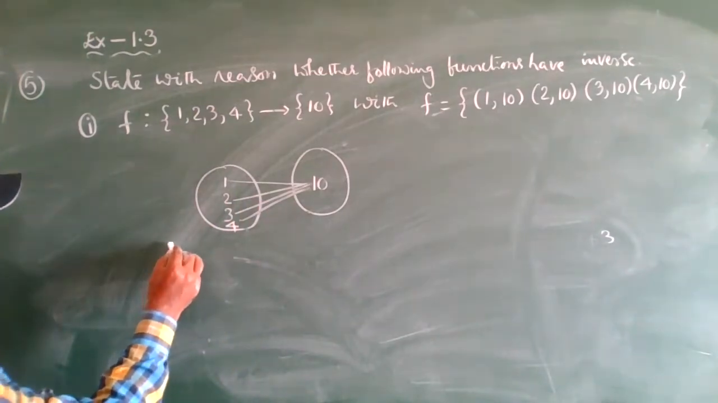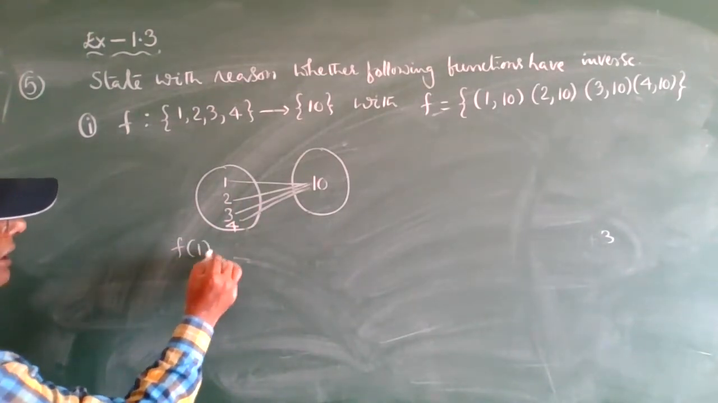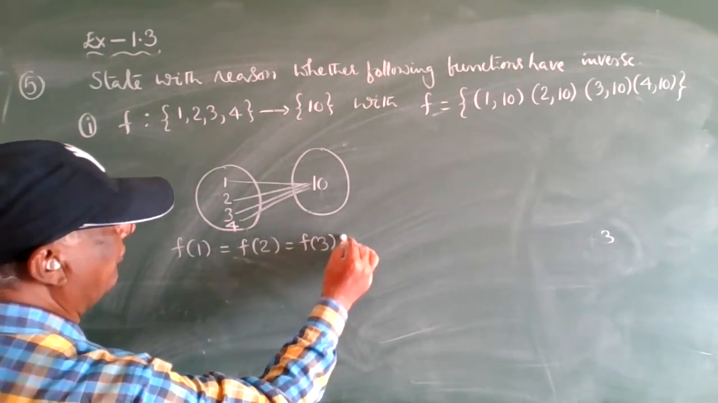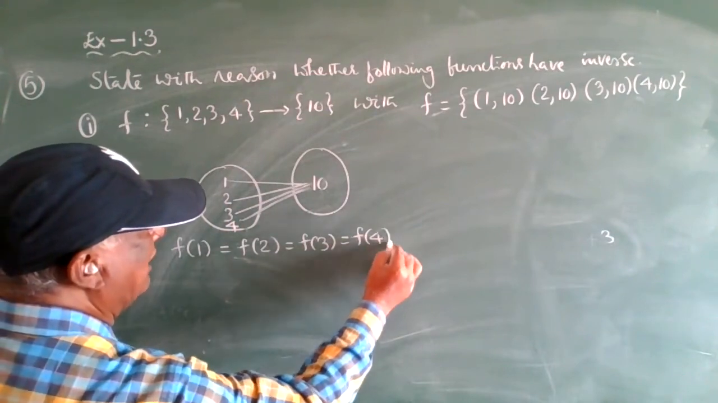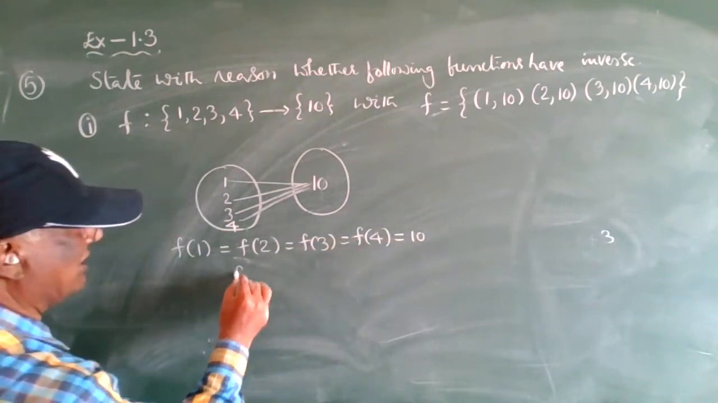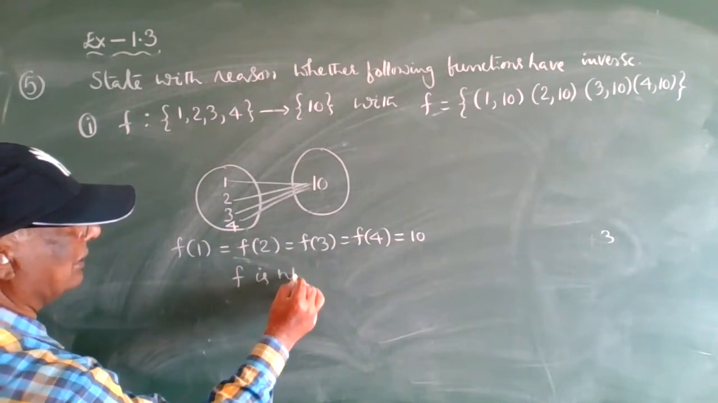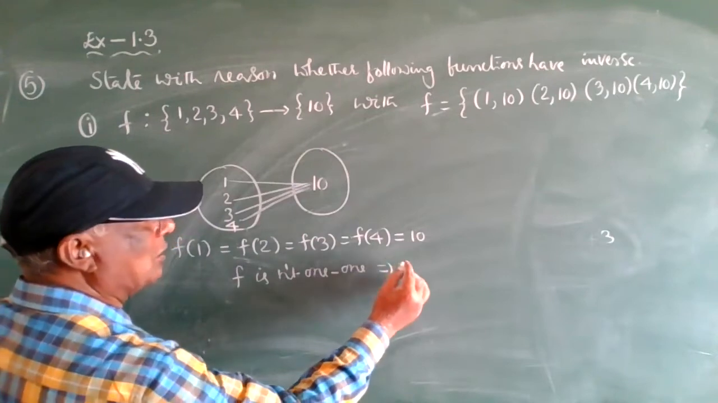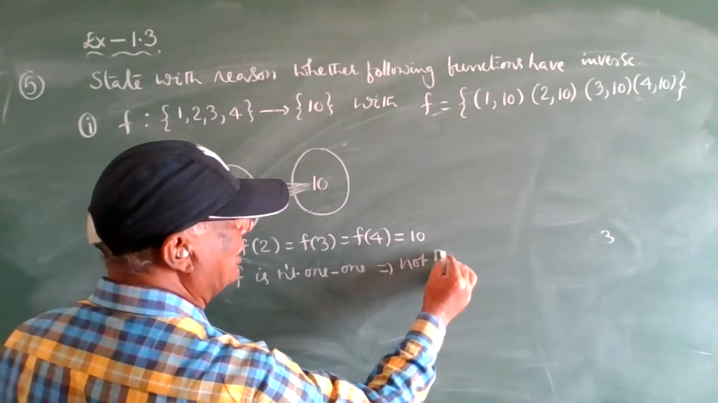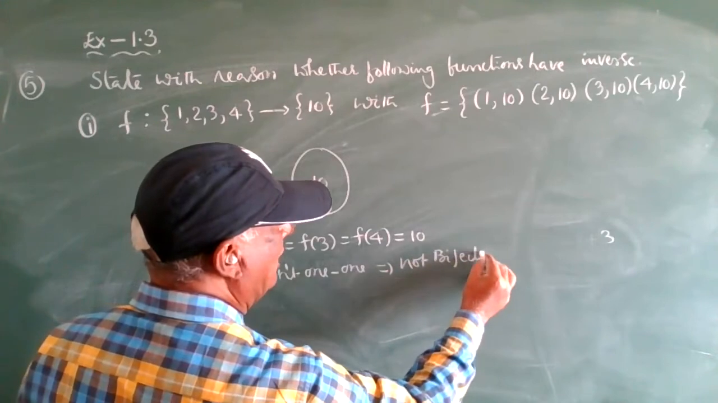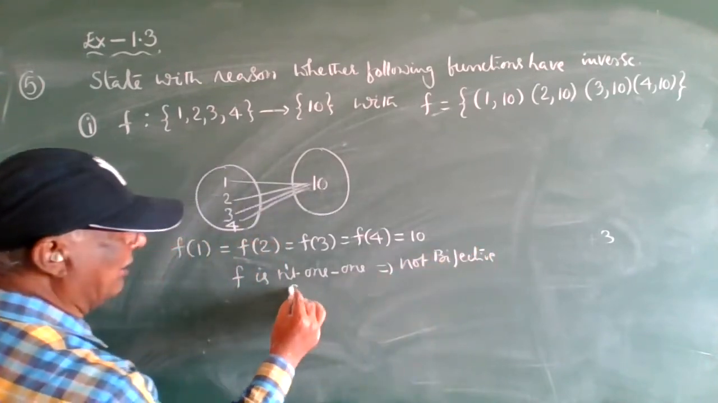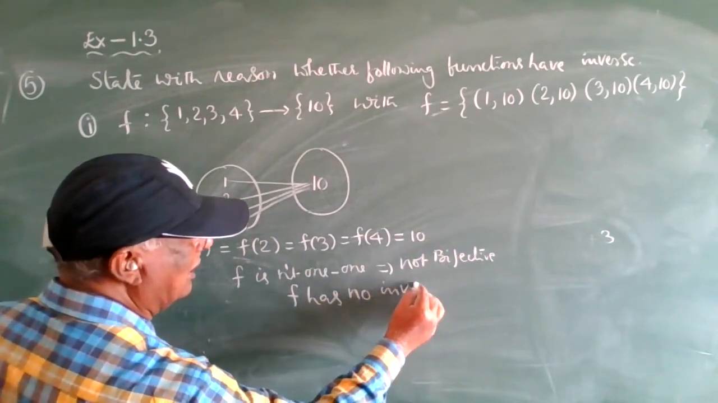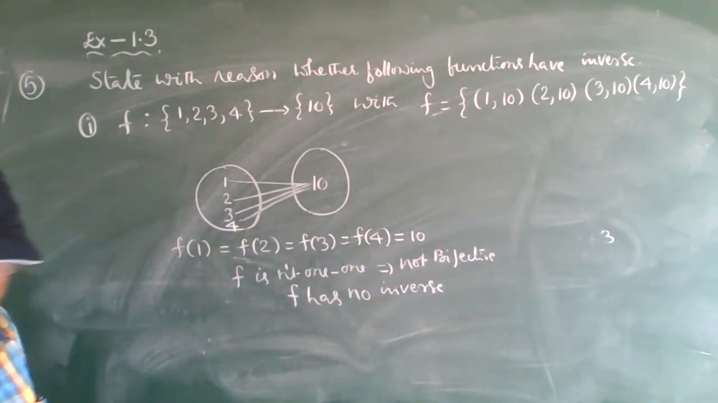So f of 1, f of 2, f of 3, f of 4 have the same image. f is not one-one. Not bijective. Not bijective means f has no inverse. Okay, now?